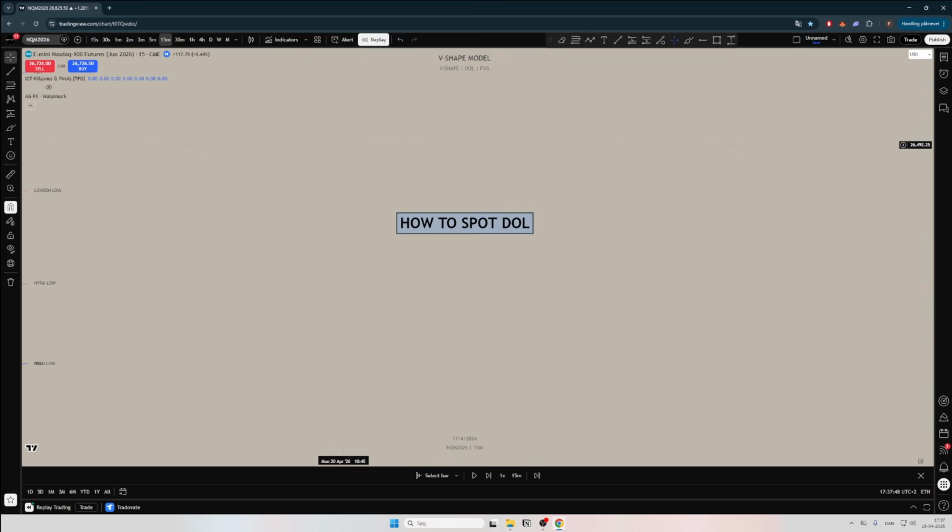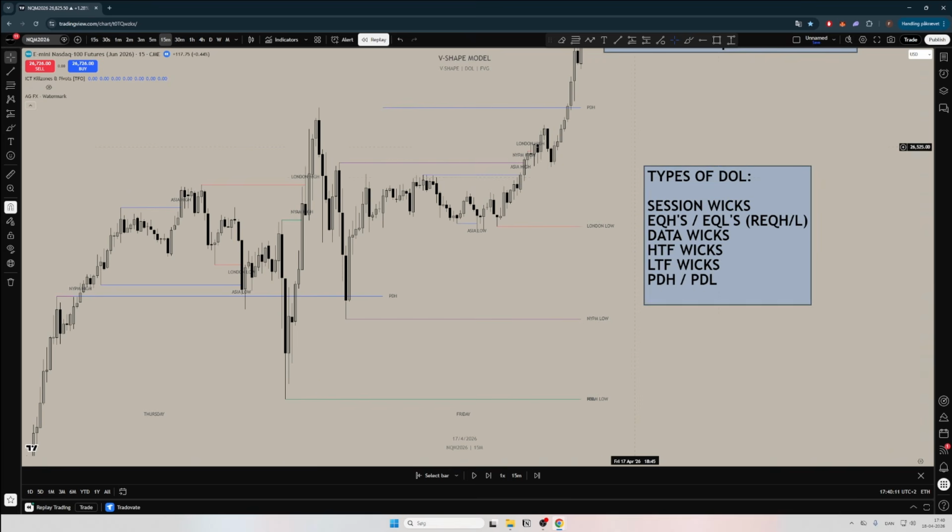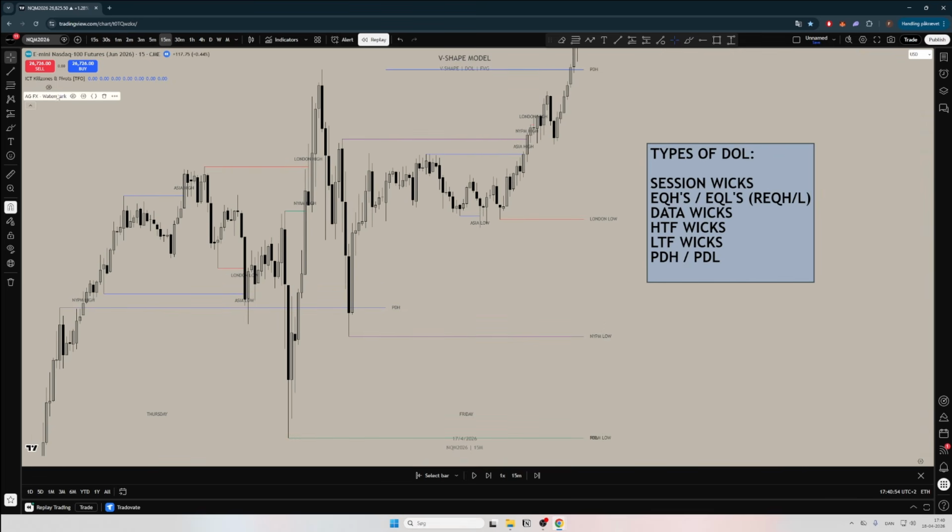How to spot drawn liquidity. So quickly explained, drawn liquidity is just where we want price to go and what liquidity the market wants to take out. The types of drawn liquidity I use, and my favorites, are session wicks. Session wicks are just the highs and lows of the 4 sessions in a day: London lows and highs, Asia highs and lows, PM session highs and lows, AM session highs and lows. And I use this indicator on TradingView, ICT kill zones and pivots, to see session wicks.